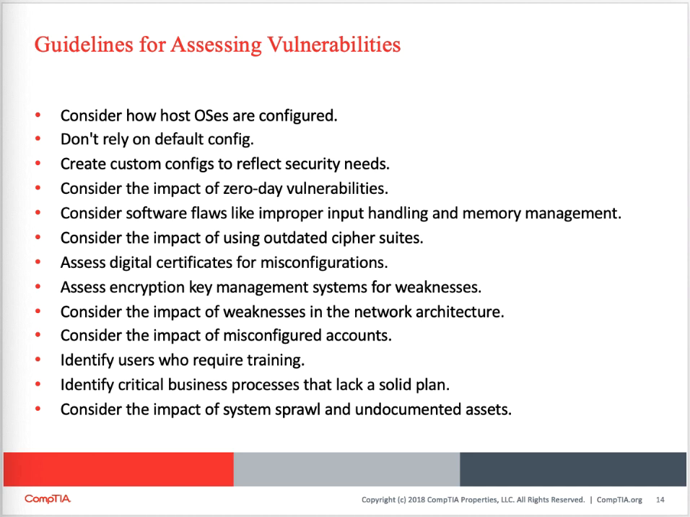We need to consider how using outdated cipher suites can compromise our network, right? If we're using a cipher suite that's been cracked 20 years ago, it's probably not very secure at all. Then we want to assess our digital certificates for misconfigurations, like invalid formatting, because if our certificate's not working correctly, then we're not going to end up with encryption, right? We need to consider the impact of any weaknesses in our network architecture.